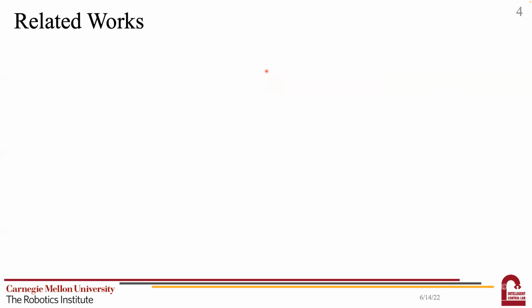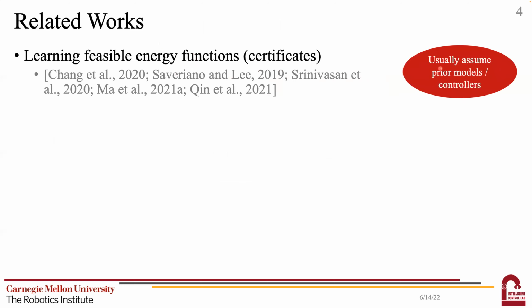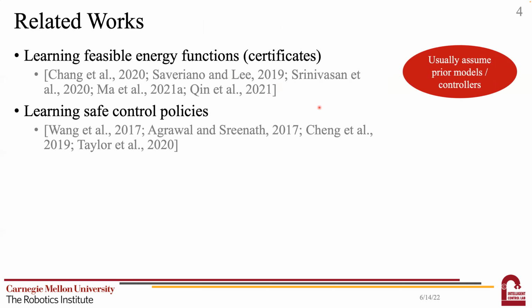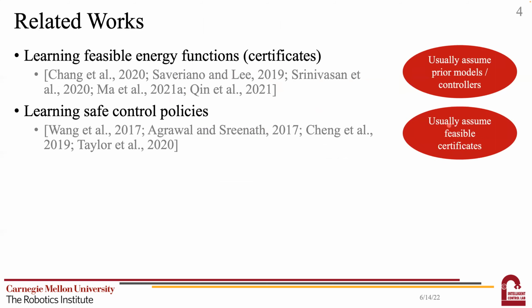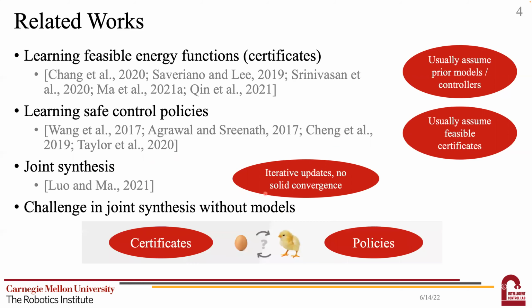Many studies have used learning-based approaches to handle these challenges. Some studies learn feasible energy functions. However, they usually assume that they have prior dynamics models or nominal controllers. Some also use learning-based methods to learn safe control policies. However, they usually assume that they have a feasible certificate. A recent study proposed a joint synthesis algorithm. However, their approach is more intuitive. They just iteratively update each one, and there is no solid convergence guarantee.